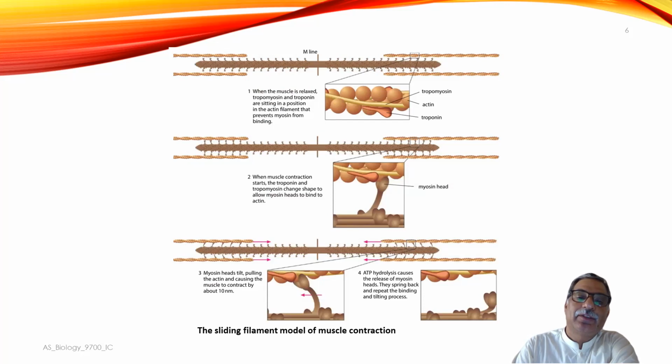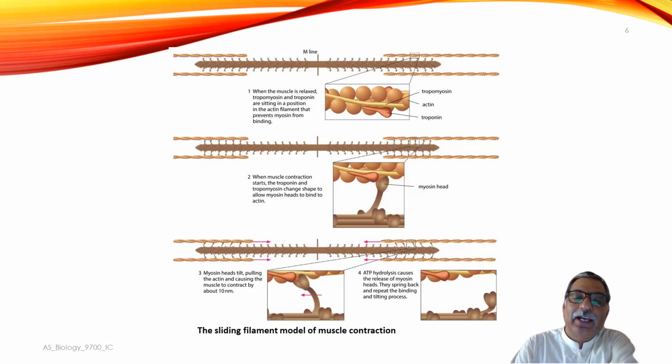These myosin heads are able to interact with actin, but in the non-contracted state, myosin heads are not interacting with actin molecules because they do not have any access. But when contraction does begin, troponin and tropomyosin change their shape and skip away and expose the actin molecule. That makes the myosin head attach to the actin molecule.